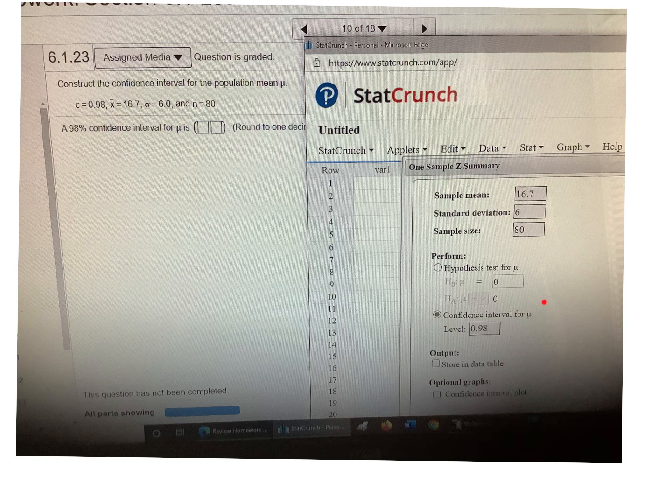The easiest way to do this is with StatCrunch. You go into Stat, click on Z Stat, One Sample with Summary. And just put the information in and click Compute. It'll do the calculations. You can do it by hand, but you can see the mean 16.7, standard deviation 6, sample size is 80, confidence interval. You put 98, click Compute, and it'll provide you with that answer.